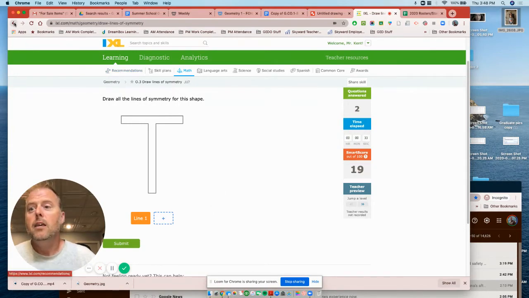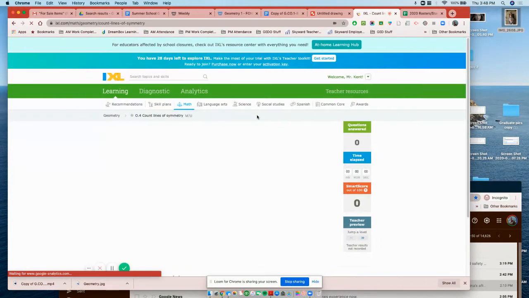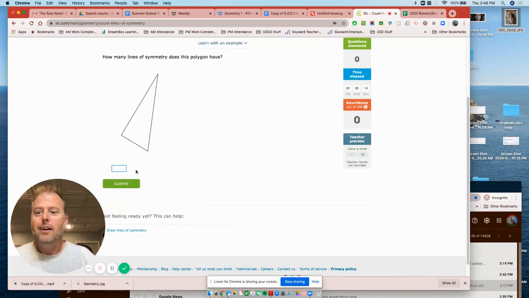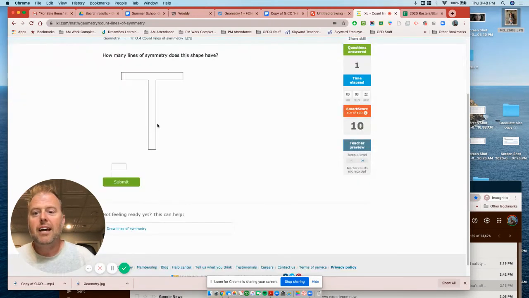Okay. Lastly, let's look at counting the lines of symmetry. In this case, how many lines of symmetry does this polygon have? Well, if I were to look at that, I don't really see a whole lot of symmetry here at all. So I'm going to say 0, which it agreed with me on. And this one, it looks to me like I have 1 right down the middle of that T.